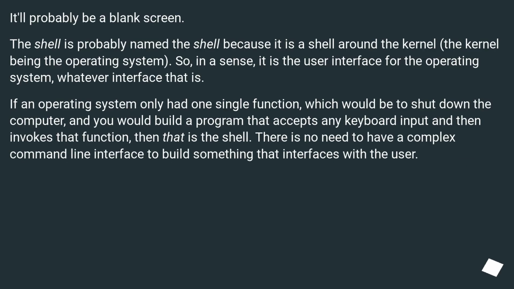It'll probably be a blank screen. The shell is probably named the shell because it is a shell around the kernel being the operating system. So, in a sense, it is the user interface for the operating system, whatever interface that is.